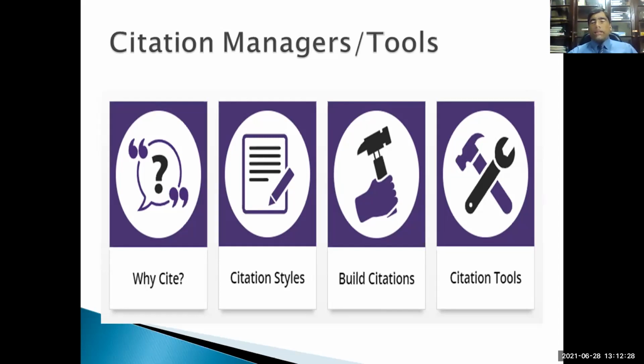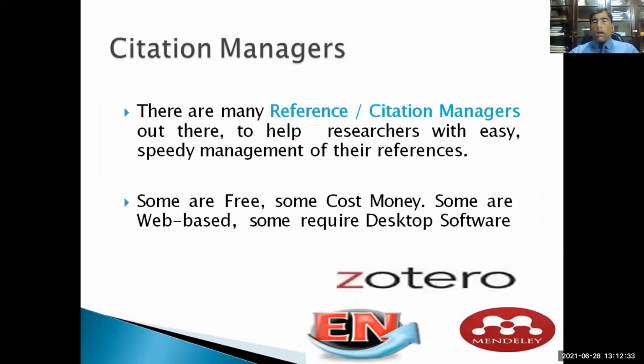There are various citation tools being used nowadays, like Zotero, EndNote, Mendeley, Reference Manager. Some of them are free, some of them are license-based, so you have to pay some money for acquiring the license. Like EndNote is a license-based software. Then you also have some web tools, like EasyBib, citethis4me.com, and citationmachine.com. You can use these tools to create and build citations for your research work.